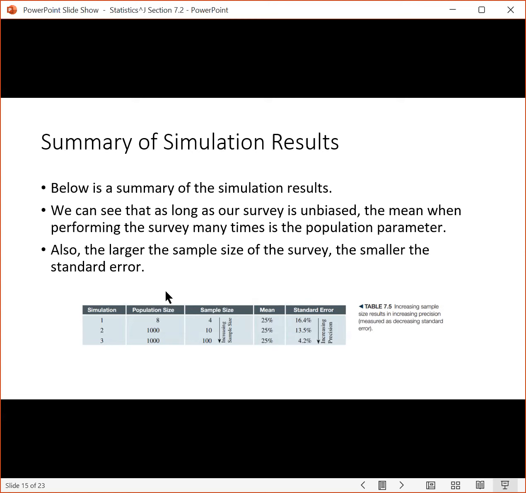So, all right, now if we go through and summarize these results, we can see that as long as our survey is unbiased, the mean when performing the survey many times is going to be the same as the population parameter. I've said that like 6 times. So that's one important result. And then the second important result is that the larger the sample size, the smaller the standard error. So as the sample size goes up, standard error goes down. Okay.